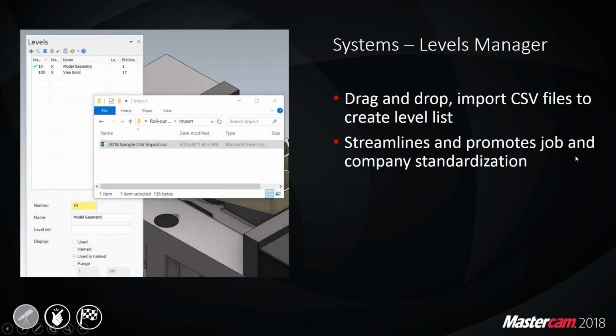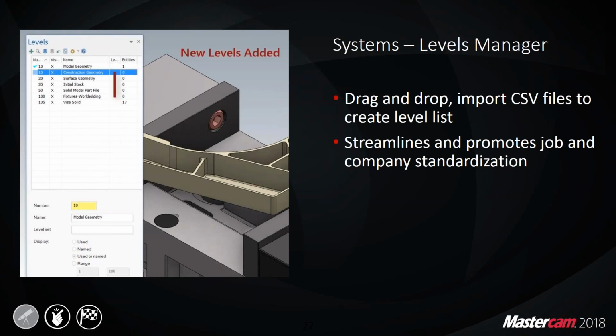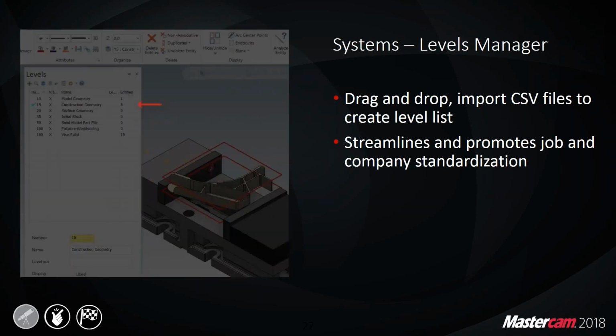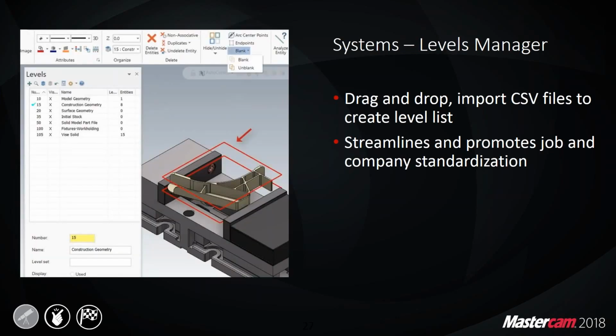So the levels manager, we've added support in here, and this really can help if you want to standardize across the company. So if you can see in the video there, I have my model geometry, surface geometry, stock, vices, fixturing, anything like that. I can set up basically a default template in Excel or anything that can create a CSV file, drag and drop it into 2018, and it sets that up, and then I just have to move the items inside of Mastercam to the levels I want.